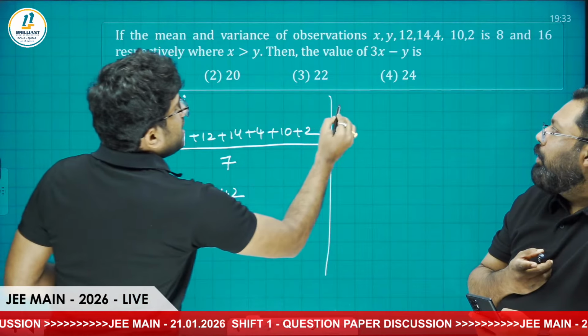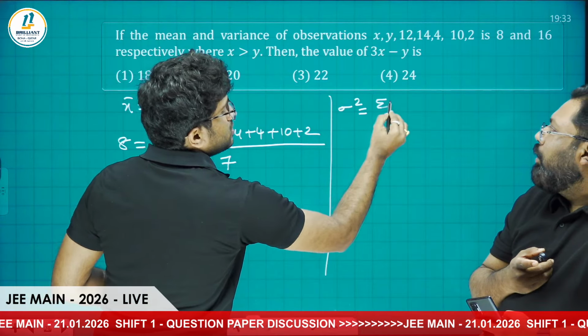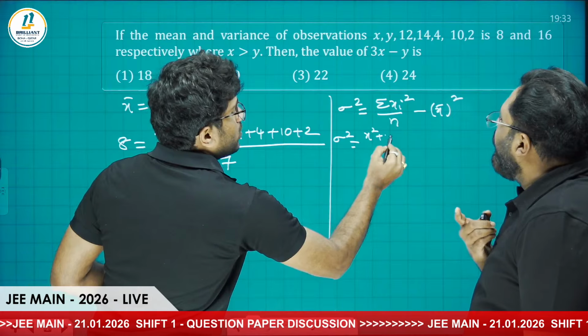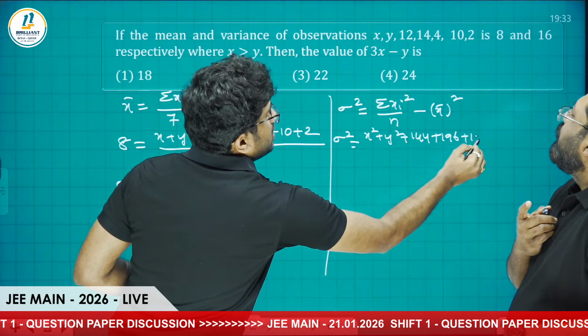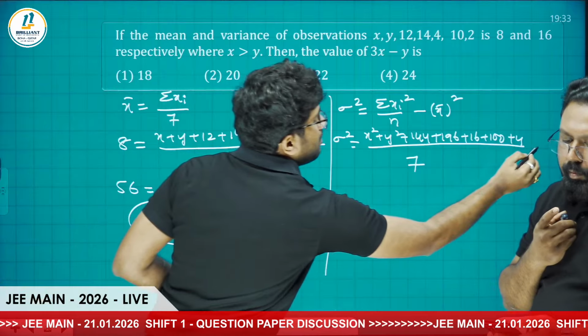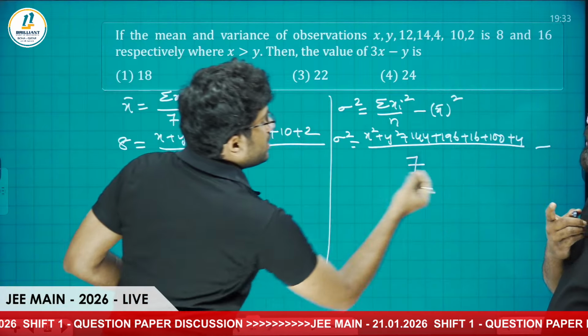Now the variance they have given. Variance of the ungrouped data is sigma square, which is equal to sigma xi square divided by n minus x bar the whole square. So sigma square is equal to the sum of the squares of the observations, that is x square plus y square plus 144 plus 196 plus 16 plus 100 plus 4, whole divided by n, which is 7, minus x bar square. The mean they have given as 8, so 8 square, which is 64. And this is equal to 16, they have given.